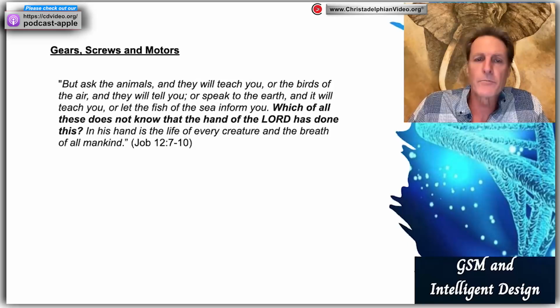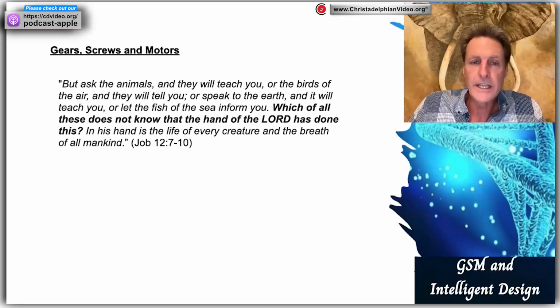And the first one comes from Job chapter 12 and verses 7 to 10. And there we read, "But ask the animals, they will teach you, or the birds of the air, and they will tell you, or speak to the earth, and it will teach you, or let the fish of the sea inform you. Which of all these does not know that the hand of the Lord has done this? In his hand is the life of every creature and the breath of all mankind."